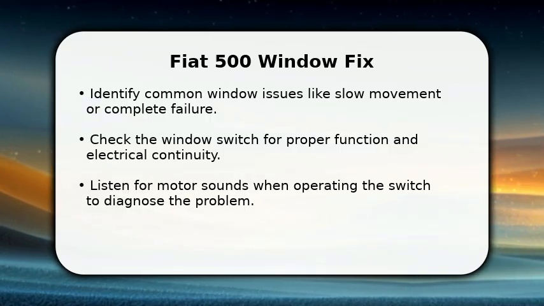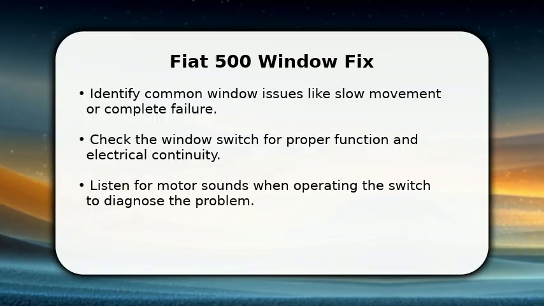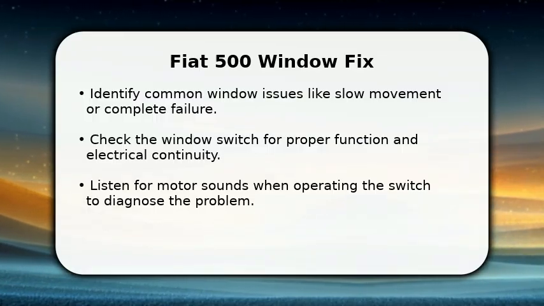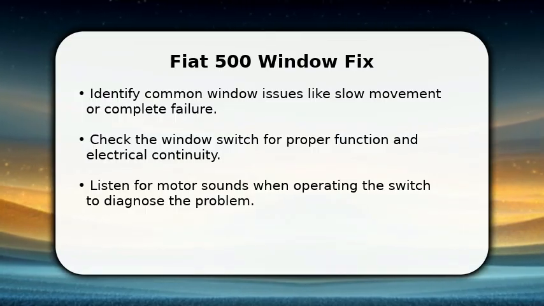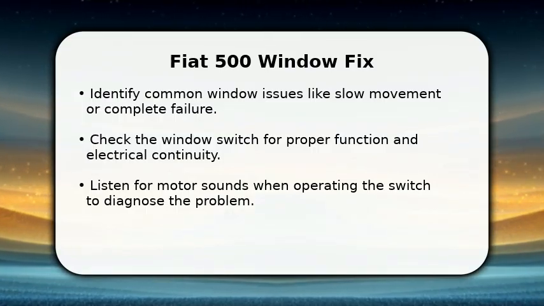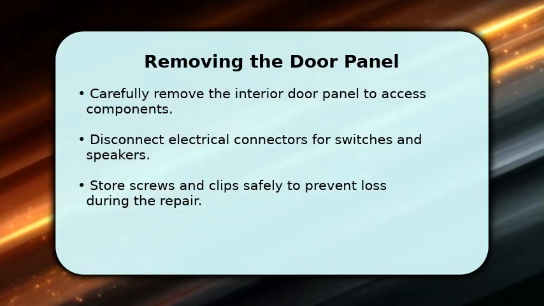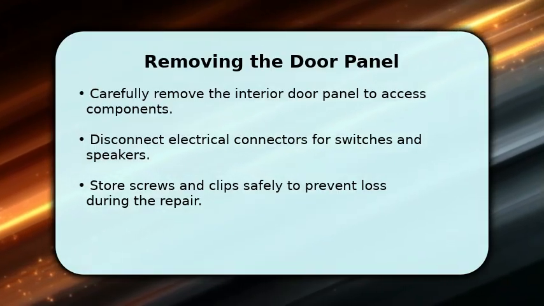Begin by checking the window switch. Sometimes a faulty switch is the culprit. Listen carefully for any motor sounds when you press the switch, as this can indicate whether the motor is receiving power. To access the window mechanism, you'll need to remove the interior door panel.